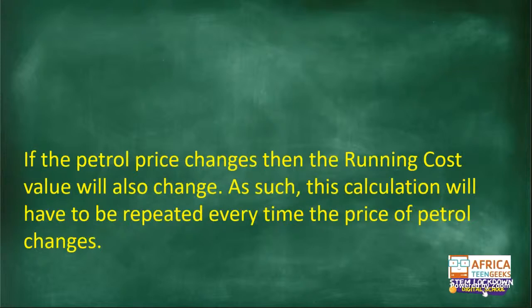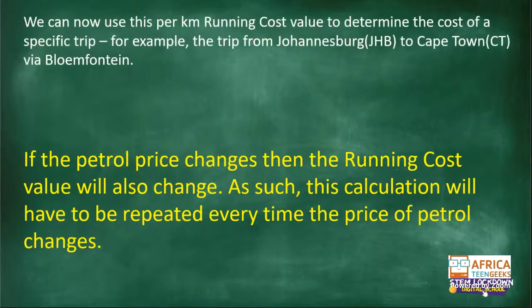So even if you are still using the same vehicle, if the price of petrol, for instance, goes down, then that means the cost of your vehicle per kilometer, or the running cost, will also be reduced. If the price of petrol goes up, then again, it means the running cost will also increase. As such, this calculation will have to be repeated every time the price of petrol changes. So you will have to repeat the same calculation.